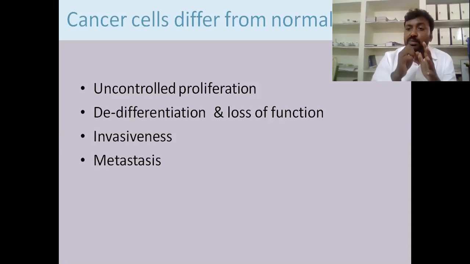The cancer cells produce metalloproteases, the proteases enzymes. The tumor cells produce the proteases enzymes. That's why they have the capability of invasiveness. And the cancer cells have metastasis, but normal cells don't have metastasis.